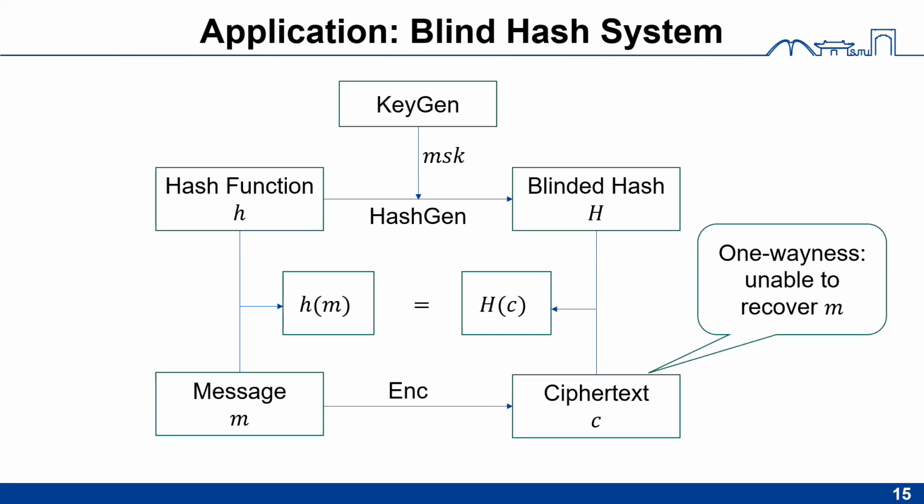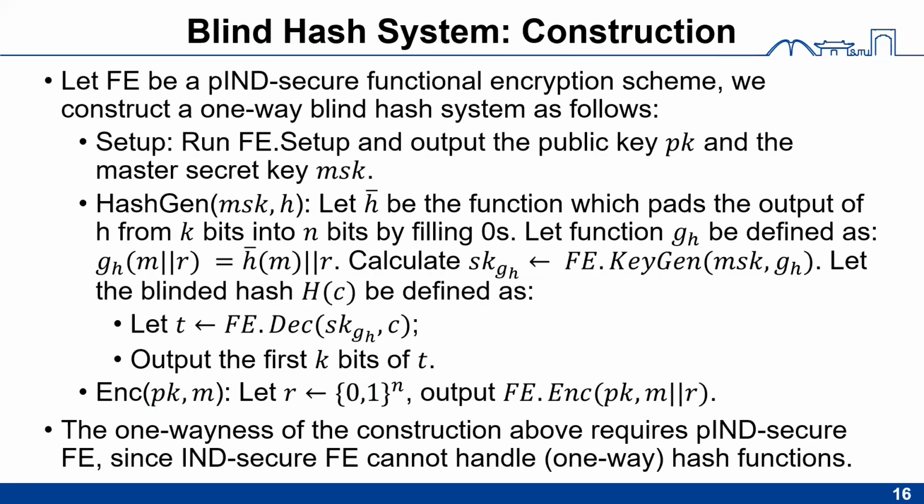We require the one-wayness of a blind hash system. That is, given the blinded hash function and the ciphertext, we cannot recover the message. And this slide shows the construction of the blind hash system in detail. The one-wayness of the construction above requires P and D secure FE, since IND secure FE cannot handle one-way hash functions. We may skip these slides.